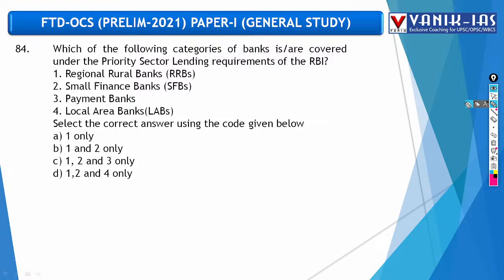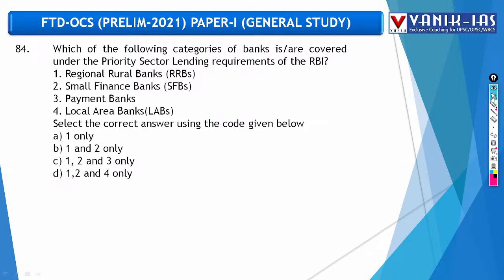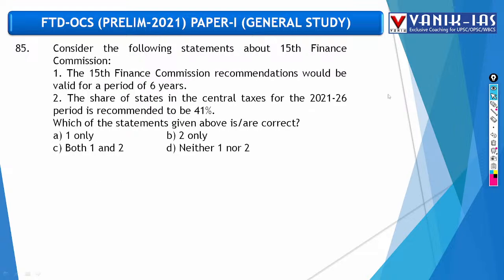Which of the following categories of banks are covered under priority sector lending requirements of the RBI? Regional rural banks, yes. Small finance banks, yes. Payment banks are not included. Like Paytm, they cannot lend, because payment banks cannot lend. 1 to 4 are the answer. Priority sector lending means 40% of the total lending you must give to some priority sectors, that is education, health, MSME sector. These are all priority sector lending. 40% of the total needs to be given to these sectors.